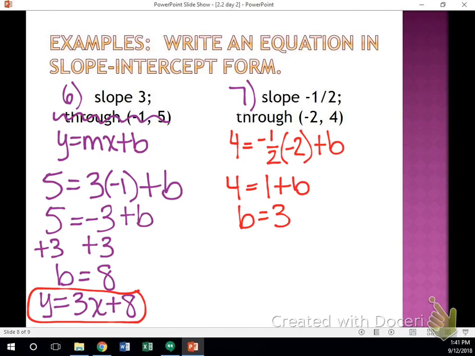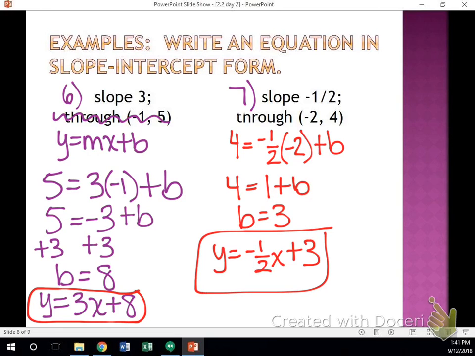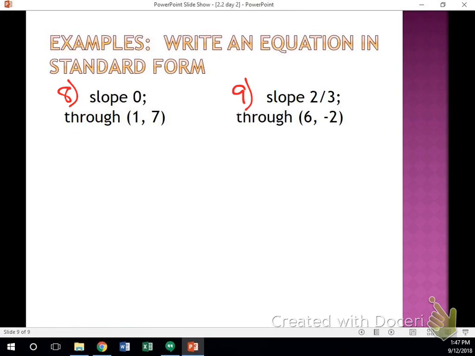Once we have that b equals 3, we go back to our original form. We plug in m and b only. So y equals negative 1/2 x plus 3. Wonderful. We only plugged in m and b to get our final answer. Again, we're always going to go back to that y equals mx plus b on these. We start off by plugging in m, x, and y.